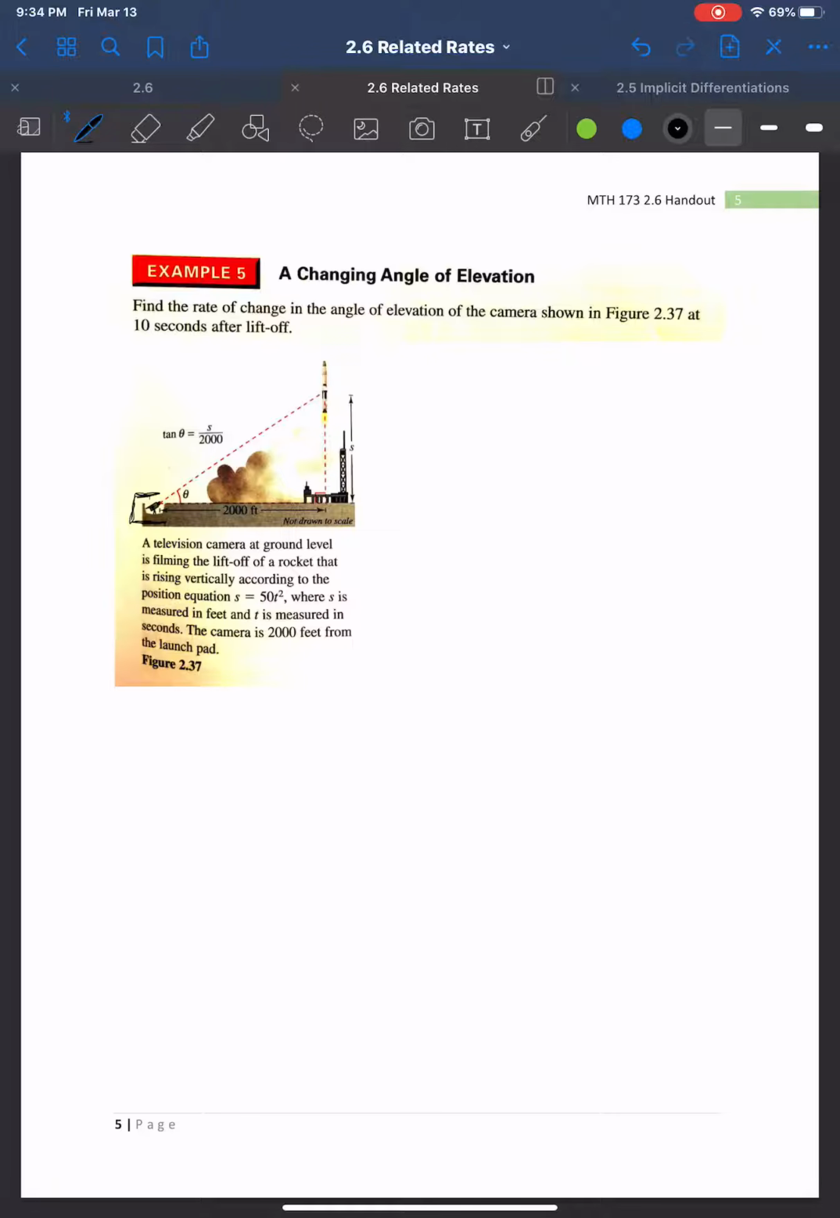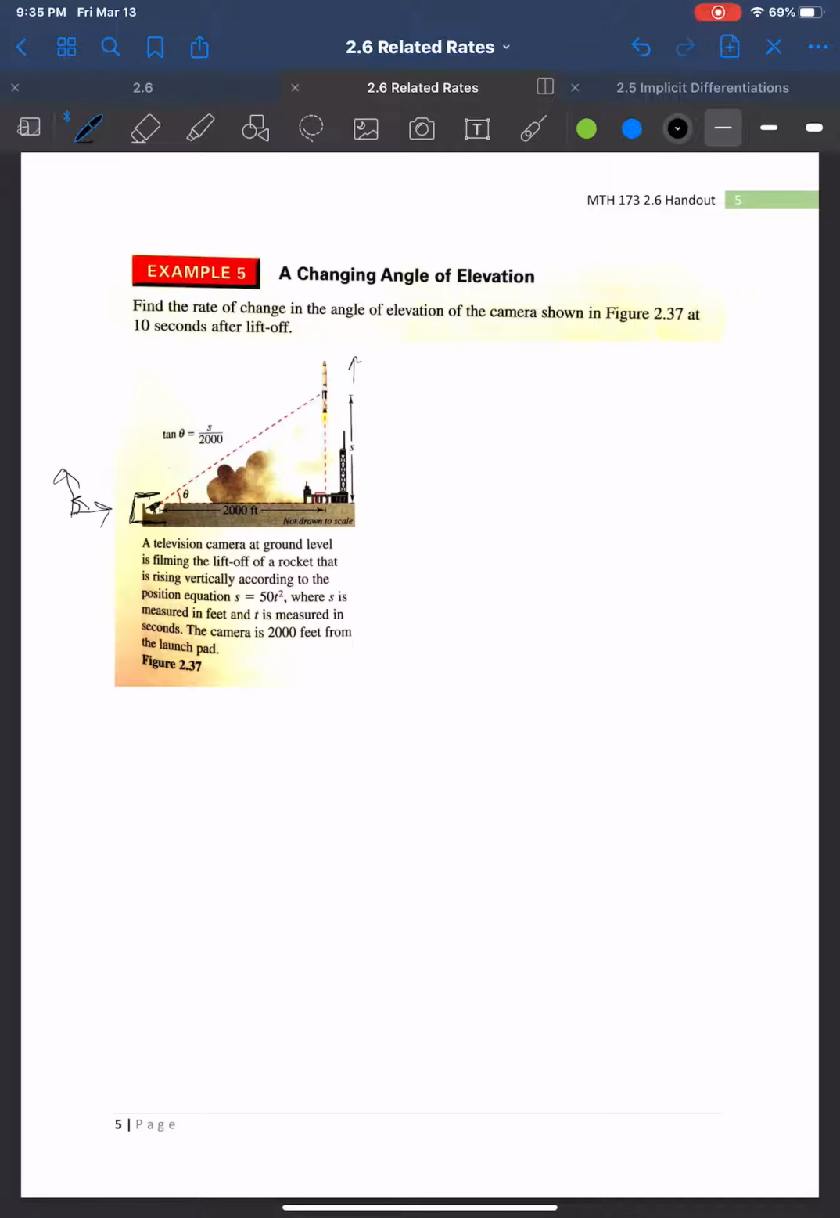Now, I don't know about you, but if you have any hopes of watching this on TV, then that camera, right, this camera right here, better begin to rotate, my apologies, as this rocket ascends vertically, right? So there better be some type of angle of rotation in that camera if we want to be able to watch this on TV.